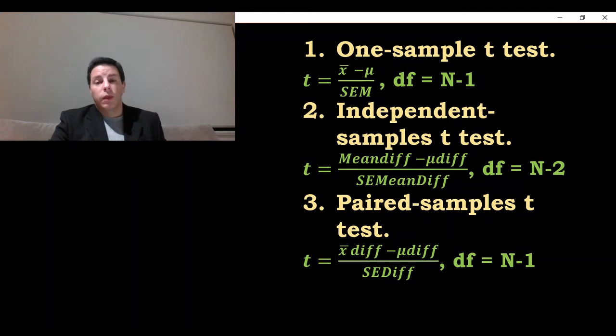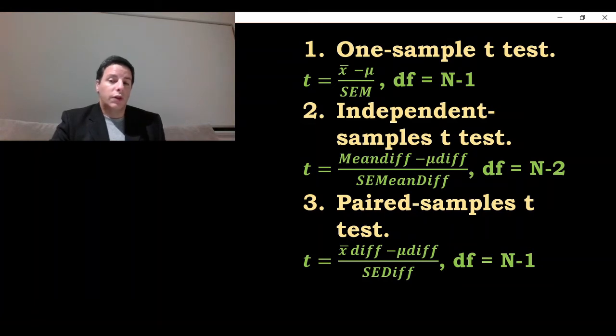So if we have 60 participants, the degrees of freedom there is n minus 2, so it is 58. So why do we do minus 2 and not minus 1 like in the previous case? Well, we do minus 2 because we calculated two means.